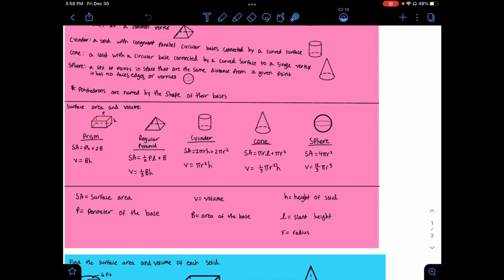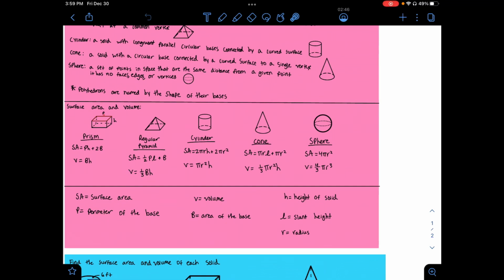The cylinder, to find the surface area, you do 2 pi times the radius, so this would be the radius, times the height, plus 2 pi times the radius squared, because pi r squared is equal to the area of this, and there's 2 of them, so you have to multiply by 2. To find the volume, you do pi r squared times h.